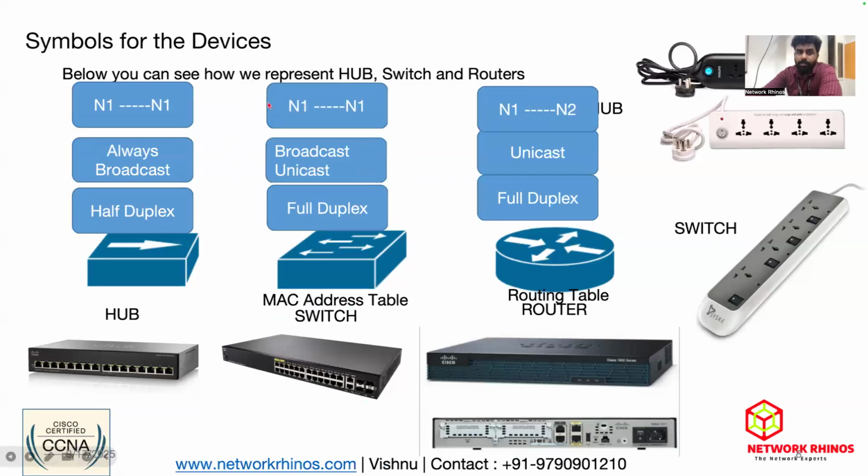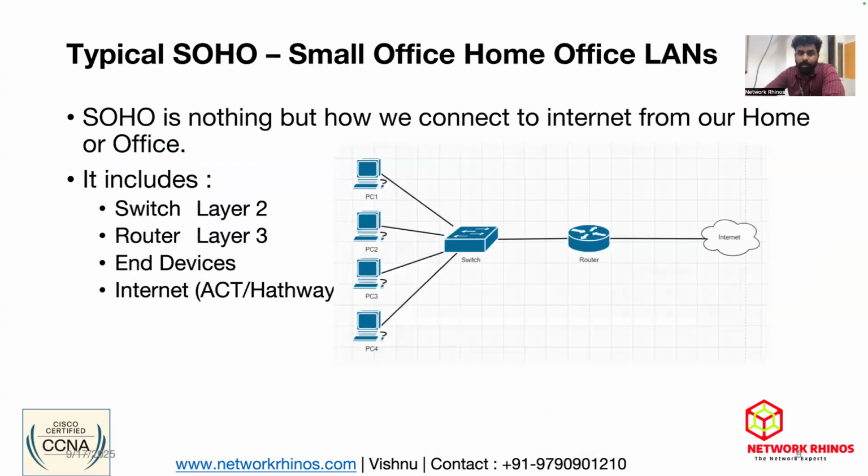The last difference we will understand only after understanding the IP address, so we can skip that as of now. After this, we will learn about small office and home office LAN. Like how do we connect? If we have 4 PCs and I want to connect to the internet, how do I put the diagram? How can I connect them? So it goes from PC to switch, then to router.